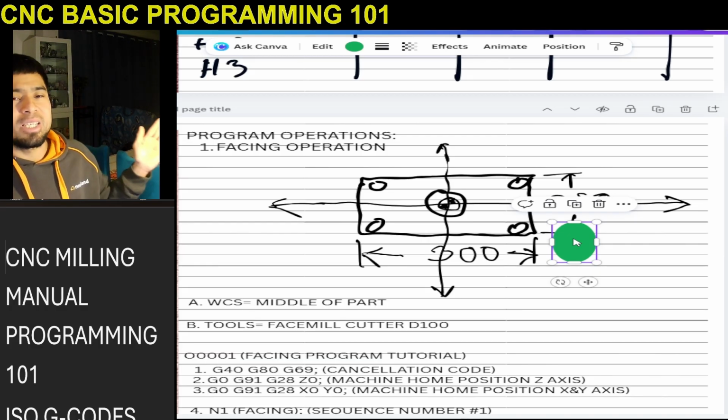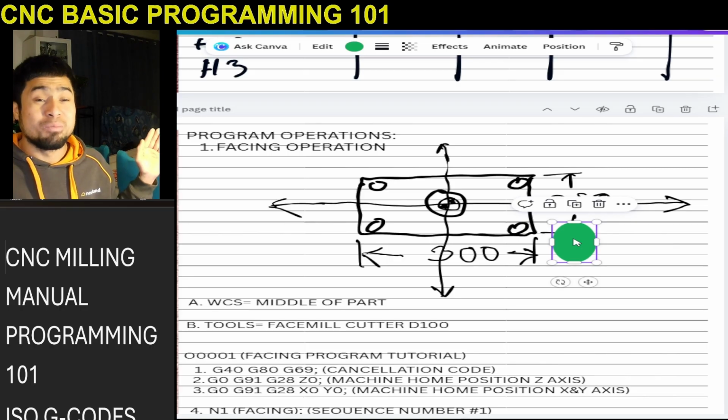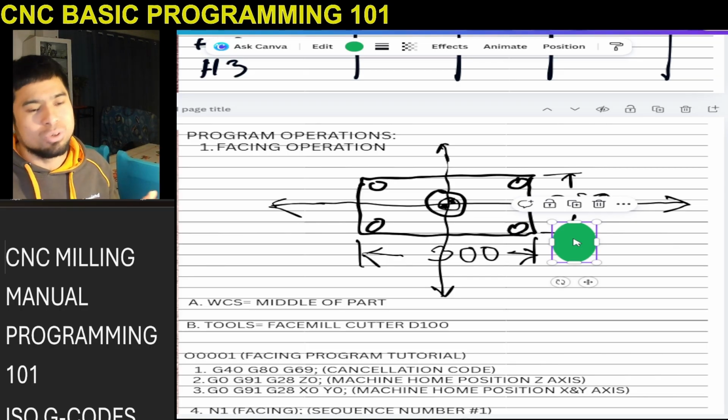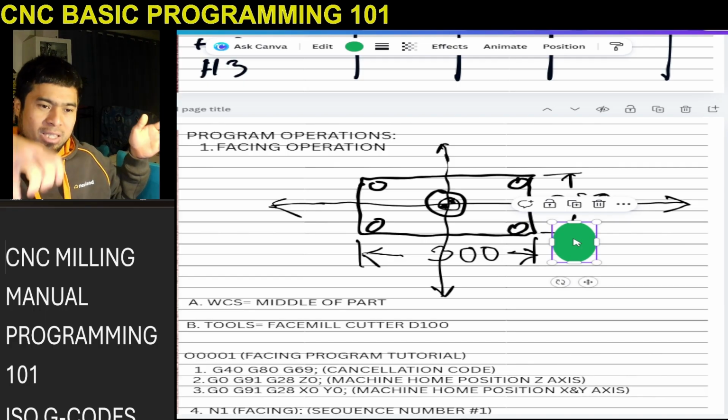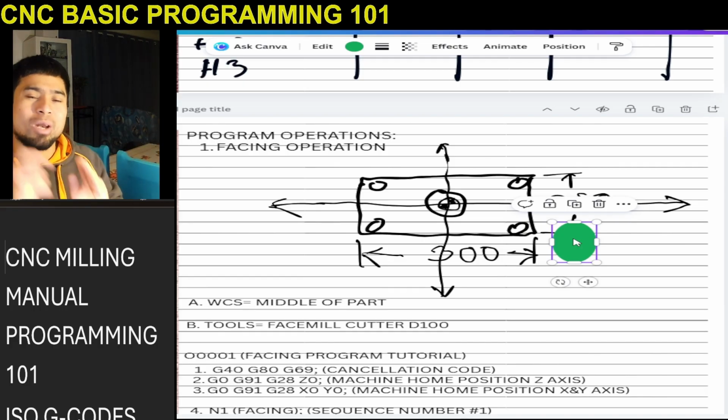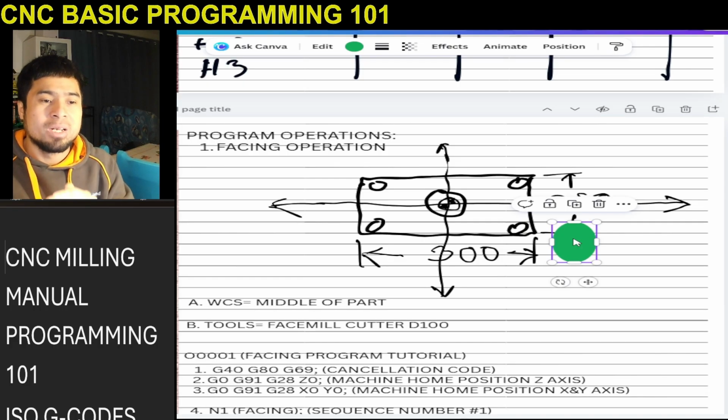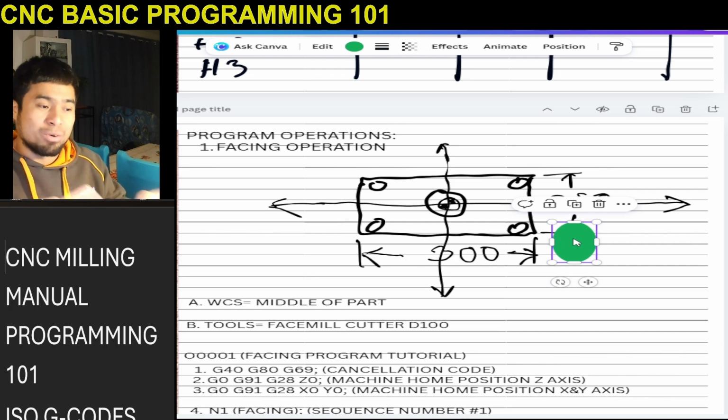You just don't guess how much feed rate you can put. Feed rate 1,000, 2,000. No, you cannot guess the feed rate of the tool once it cuts the part. You have to calculate properly based on the formulas that we will be discussing in the next part of our block. Okay?